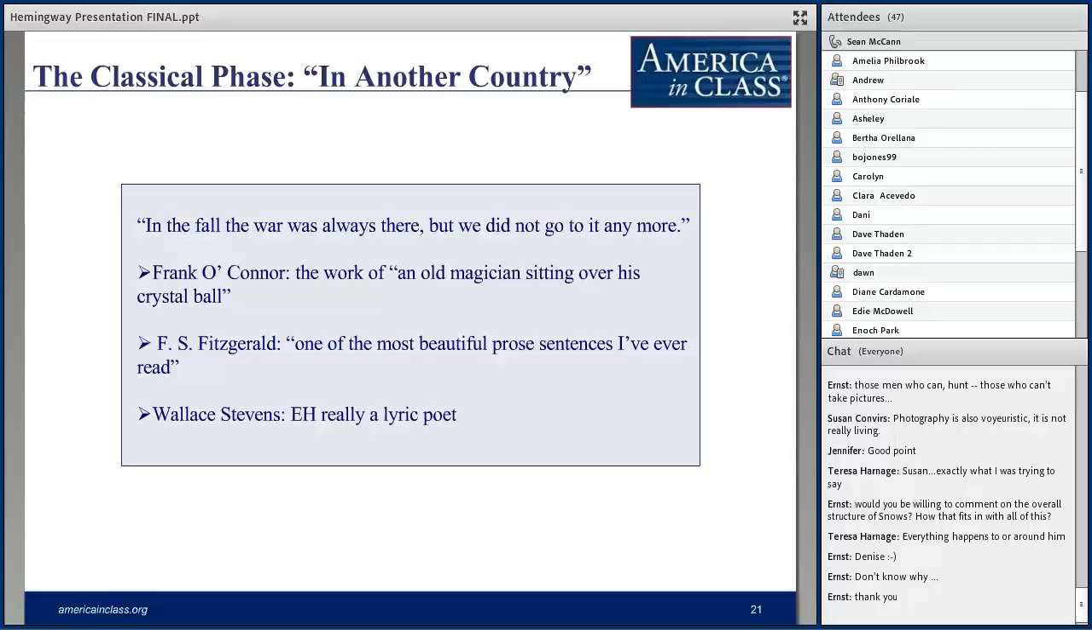So if we were just to look at the sentence, what's your thought about why Fitzgerald thinks it's one of the most beautiful prose sentences ever written? "In the fall, the war was always there, but we did not go to it anymore."